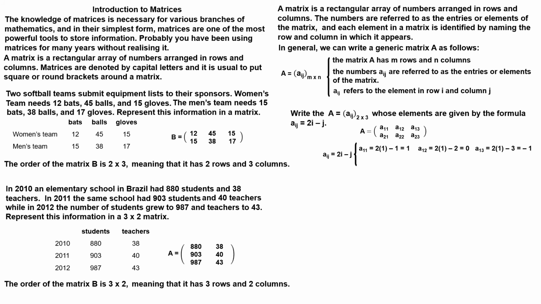To find the entry A21, we replace i with 2 and j with 1. A21 is in second row and first column. To find the entry A22, we replace i with 2 and j with 2. A22 is in second row and second column. To find the entry A23, we replace i with 2 and j with 3. A23 is in second row and third column. Now we write explicitly the matrix A.